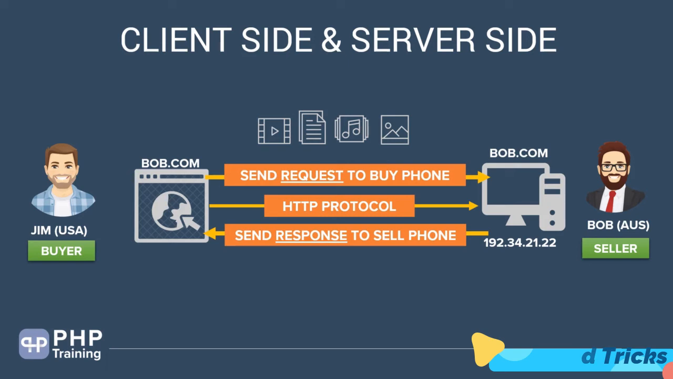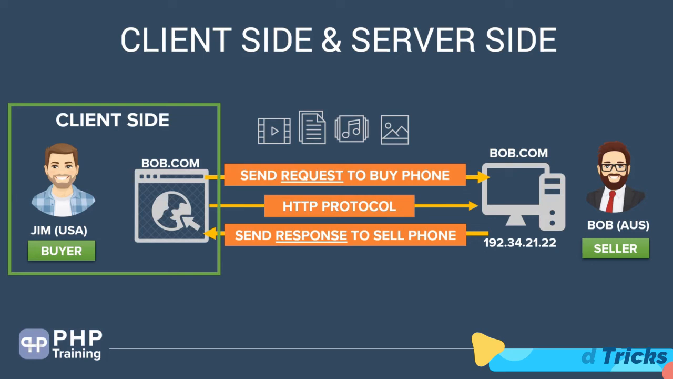And then the transaction between Jim and Bob happens, and Jim can agree to whatever images he's been shown, and then he can agree to pay the price via the payment method that Bob is offering. And once he pays it, then Bob will transfer that phone to Jim. Okay, so that's basically the transaction.